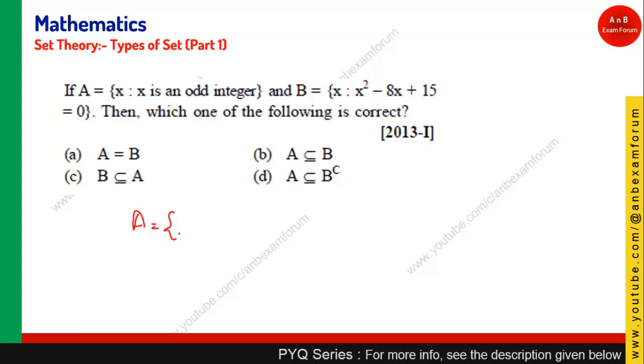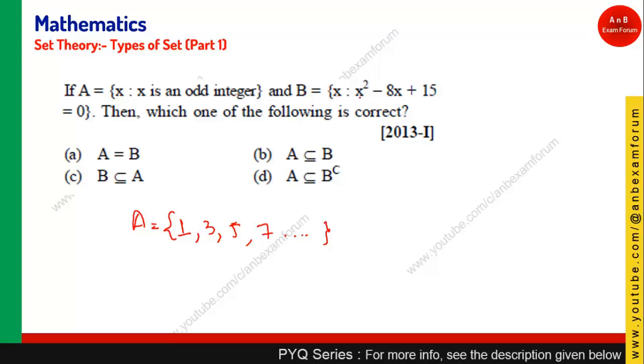A is the set of x, where x is an odd integer. Odd integers are what? 1, 3, 5, 7. These are odd integers. I am taking positive one, and negative one is also there because he is talking about integers.